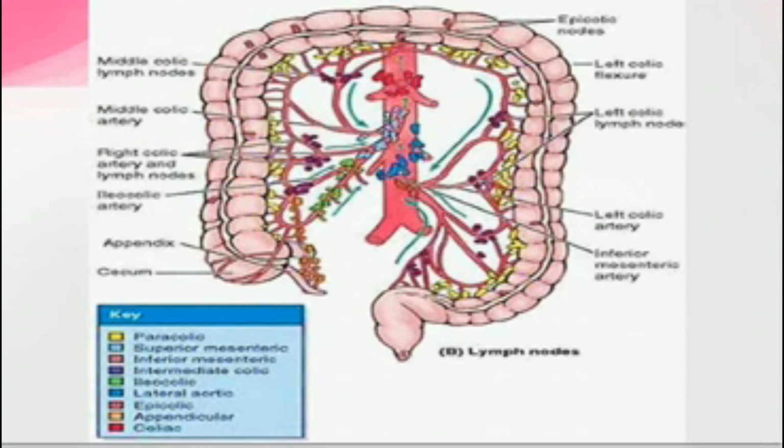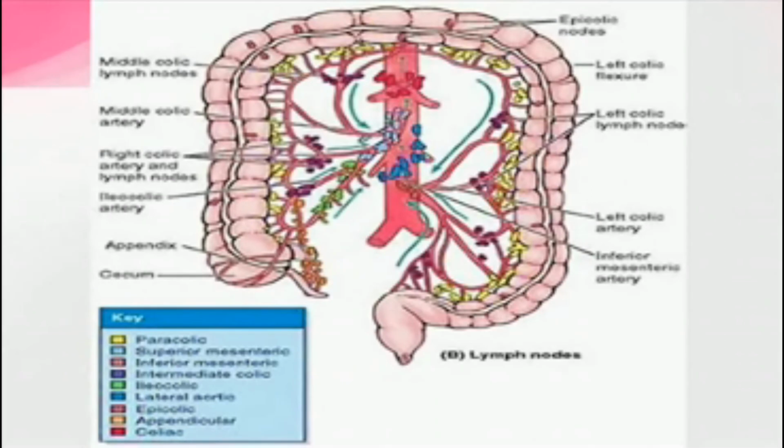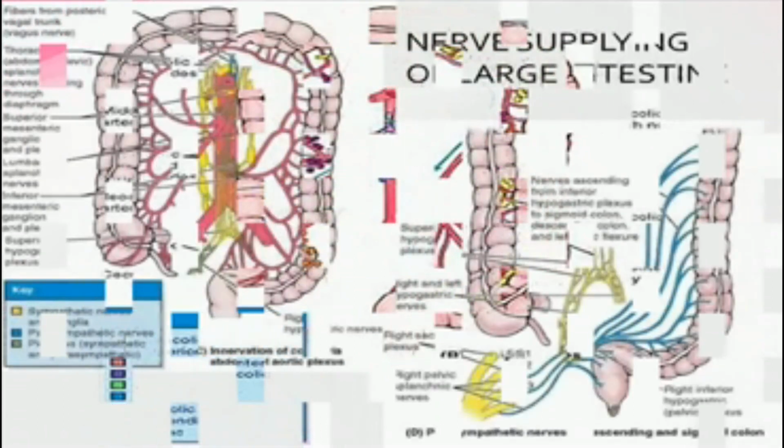The lymphatic drainage of the transverse colon is to the middle colic lymph nodes, which in turn drain to the superior mesenteric lymph nodes. Lymphatic drainage from the descending colon and sigmoid colon is conducted through vessels passing to the epicolic and paracolic nodes and then through the intermediate colic lymph nodes along the left colic artery. Lymph from these nodes passes to the inferior mesenteric lymph nodes that lie around the inferior mesenteric artery. However, lymph from the left colic flexure may also drain to the superior mesenteric lymph nodes.